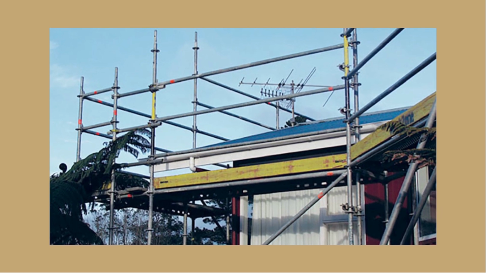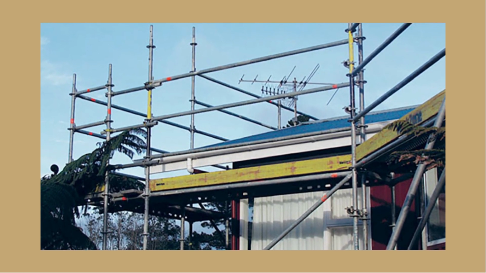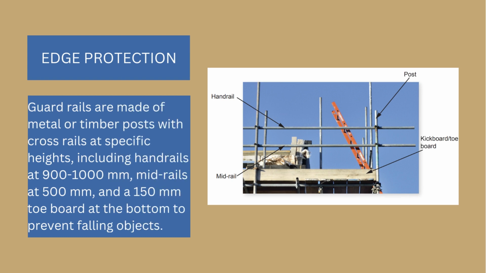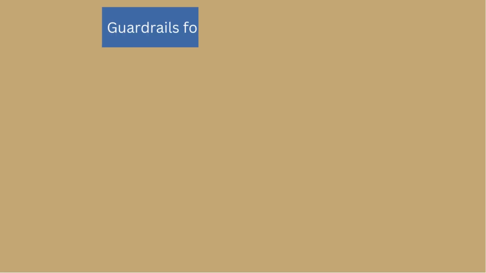Guardrails are used to protect workers from a range of falling hazards. They're usually made of timber or metal fixing posts with cross rails attached at 900 to 1000 millimeters for handrails and 500 millimeters for midrails above the working surface. A toe board or kickboard at least 150 millimeters high is placed along the bottom of the railing to prevent equipment and materials from falling from the work area.